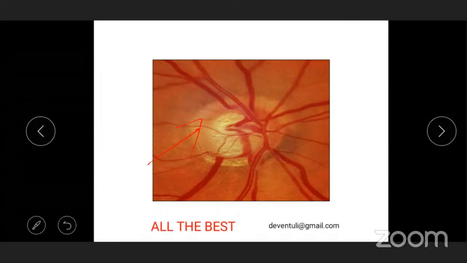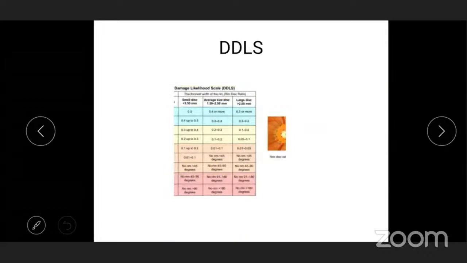And based on all of this, you have the DDLS scale. This is available on the internet. I've taken it, in fact, from the ResearchGate site. It is based on what I've just taught you, the 6 or 7 important points. So there's a table which you can see, and the table is based on those points.